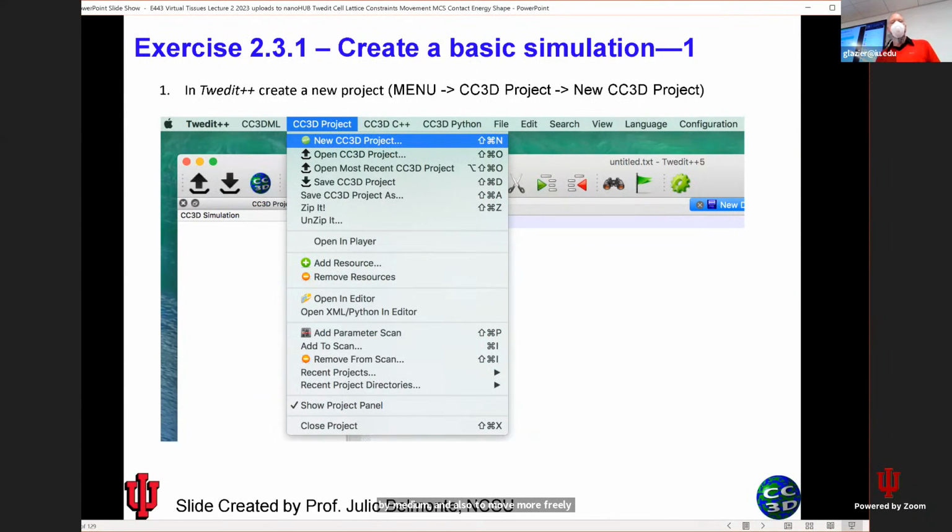And so now let's actually go back and create a basic simulation. And I want people to do this. I think for the sake of the room, I'd rather not do it as a split screen. Would people prefer that I do this in real time as we go through it? Or is it okay to show you the slides and have you do it and tell me when you're okay with it? I'd like people to create a basic simulation. So if you're on nanoHUB, go to Twit it. If you're local, go to Twit it. And create a new project.